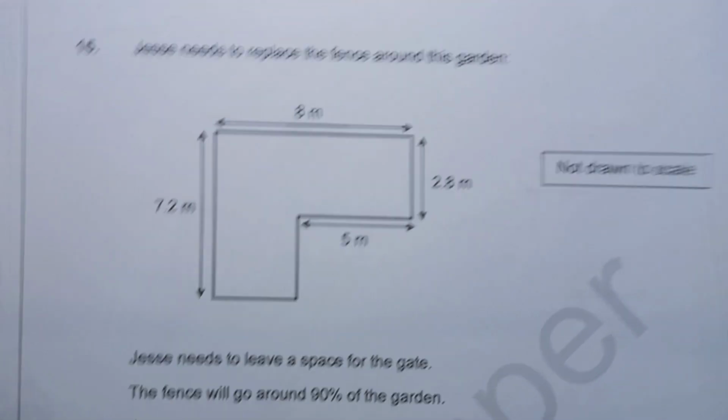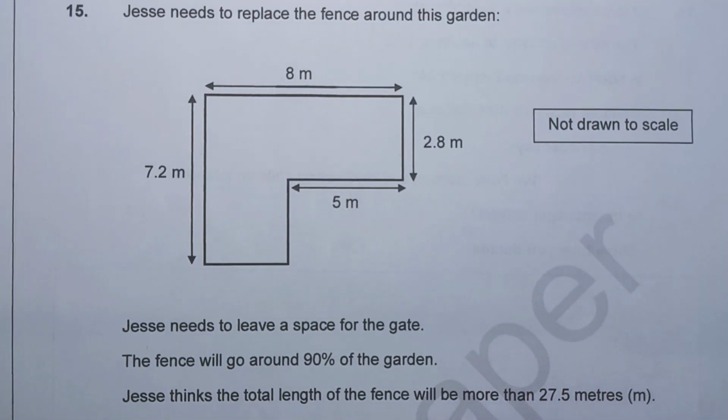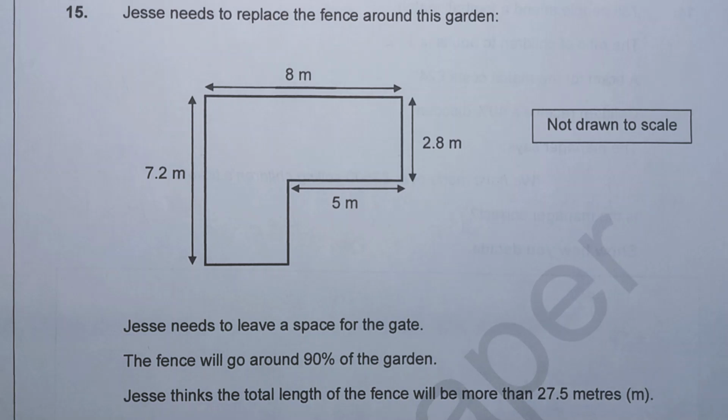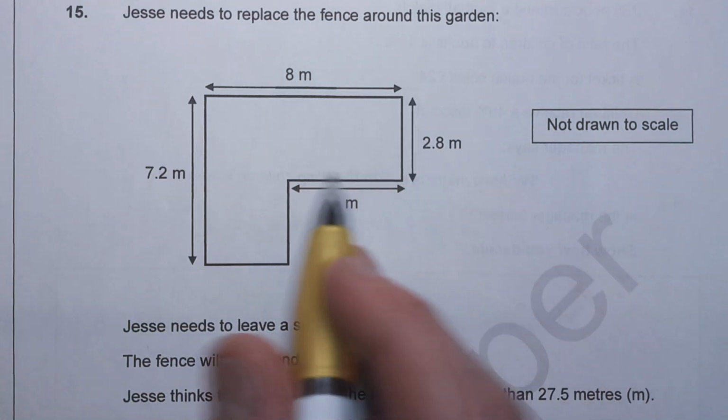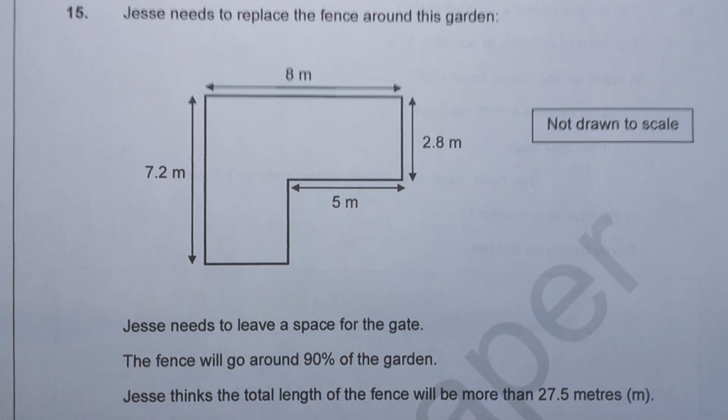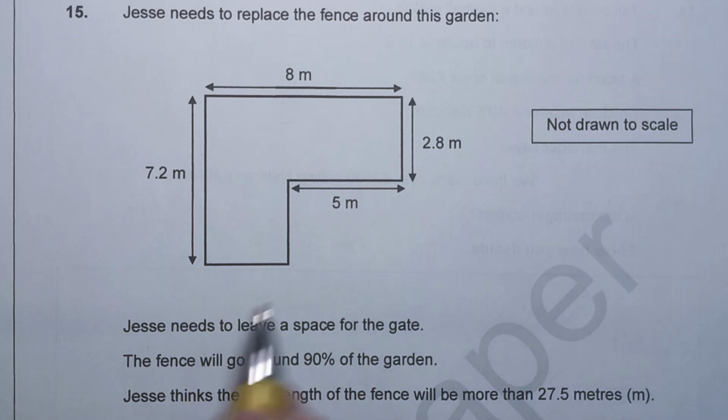And one question left. Question 15. Jessie needs to replace the fence around this garden. So we've got some measurements. Again, we've got a couple of measurements missing. But we don't know if we need to work them out just yet, so we'll read the question.